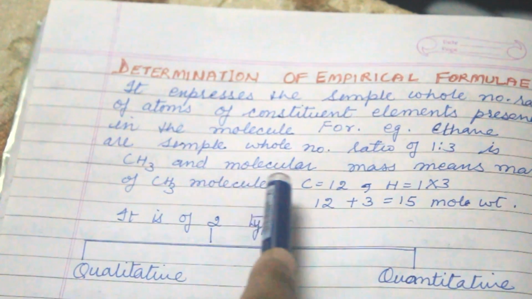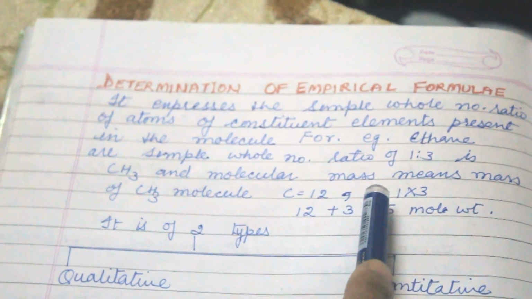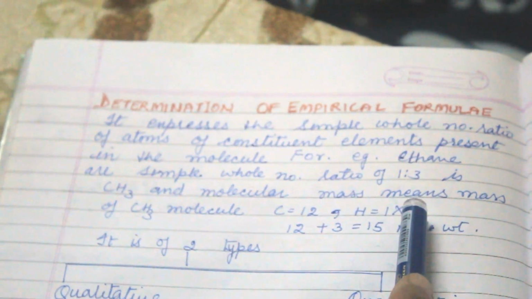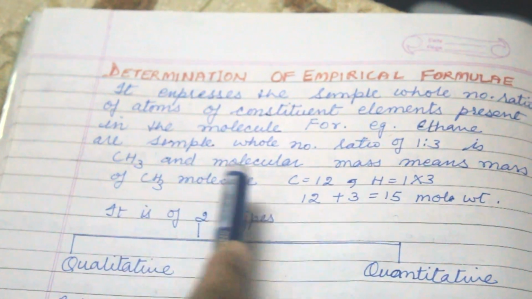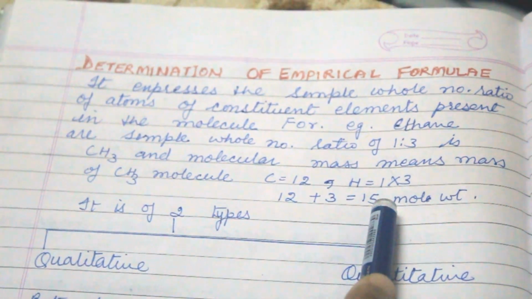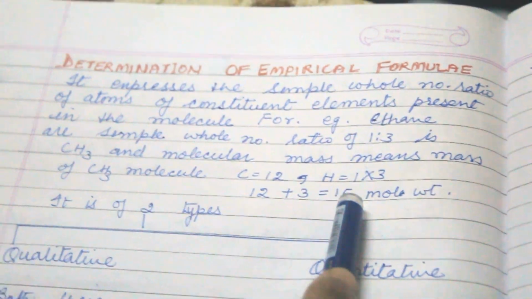equal to the atomic weight of carbon, which is 12, and the atomic weight of hydrogen, which is 1. According to the formula, 3 multiplied by 1, because C is 1 and H is 3. So if we add both of these, we get 15. So the molecular weight of the particular formula is 15.